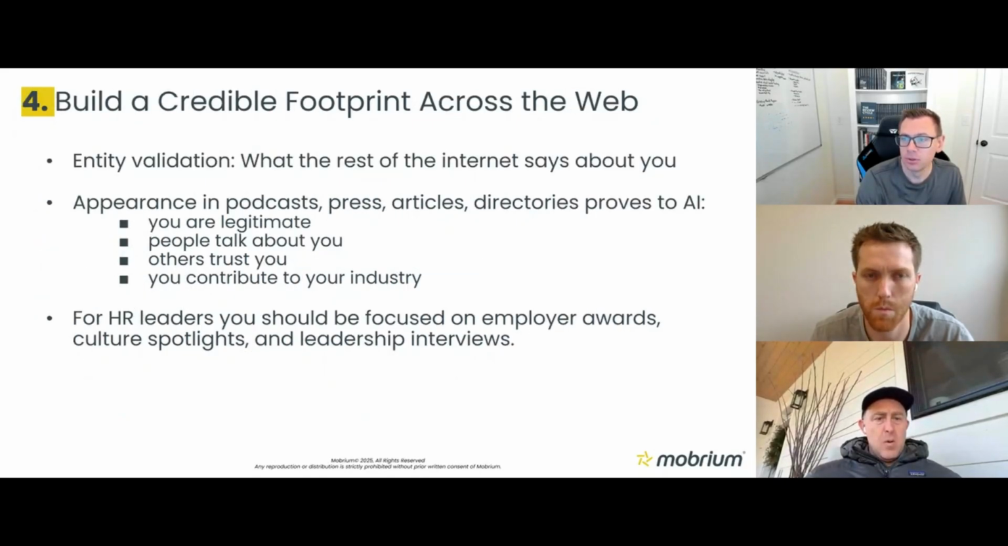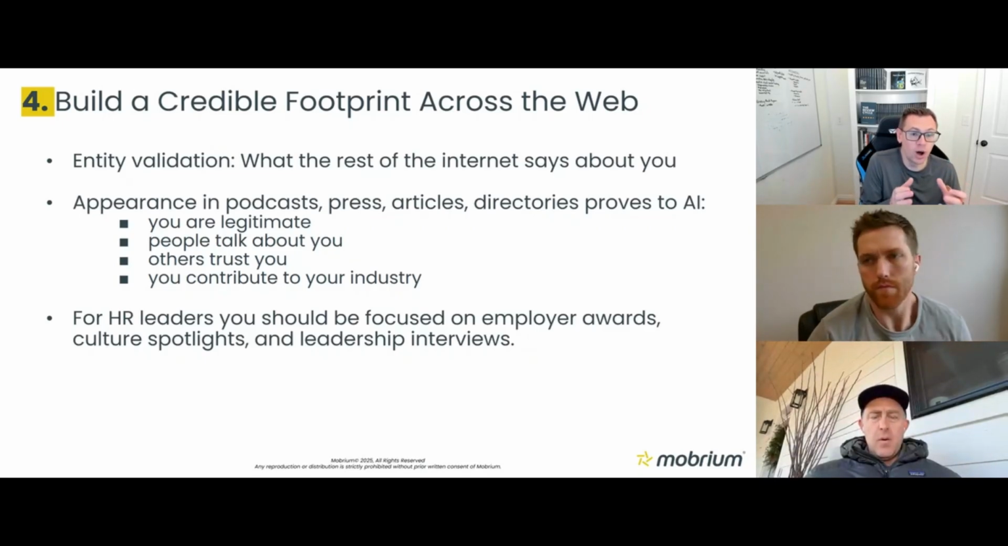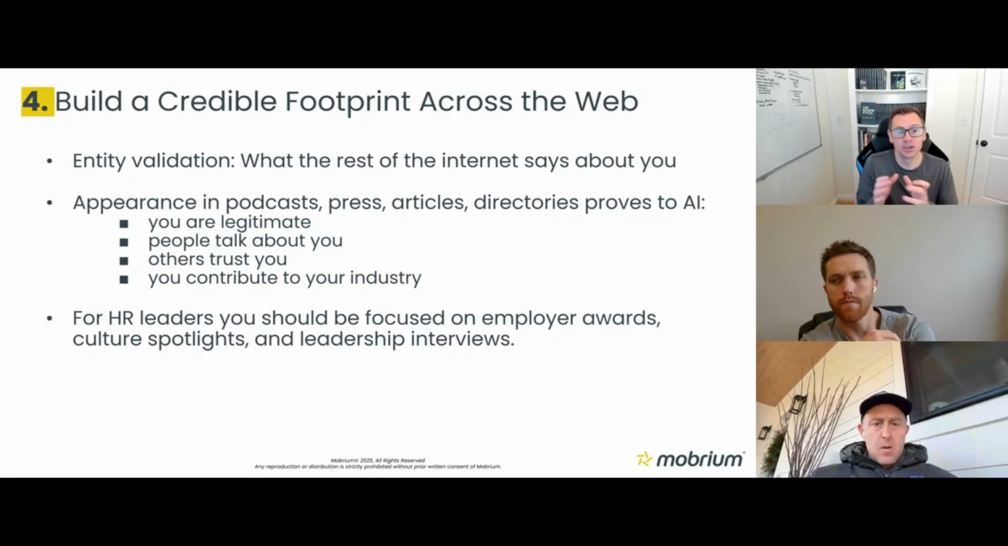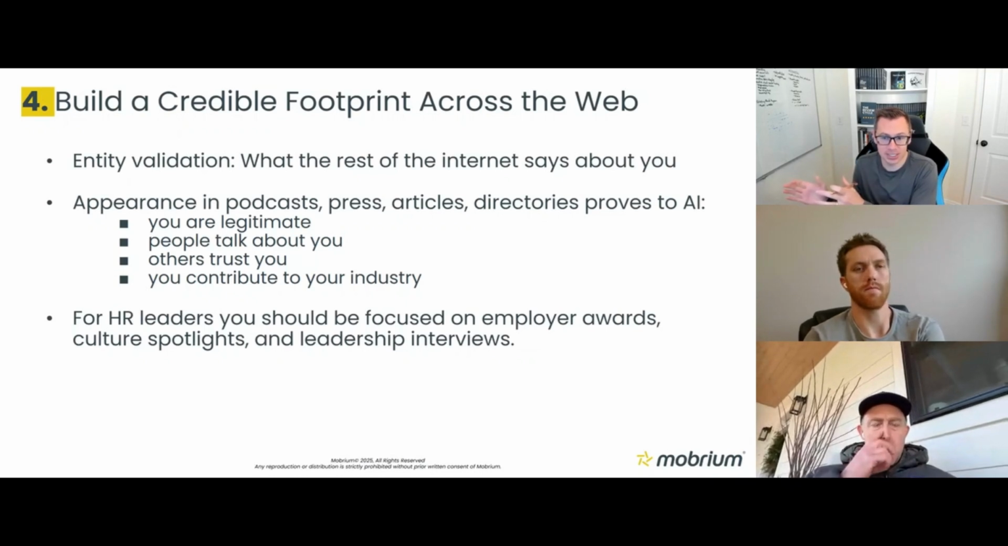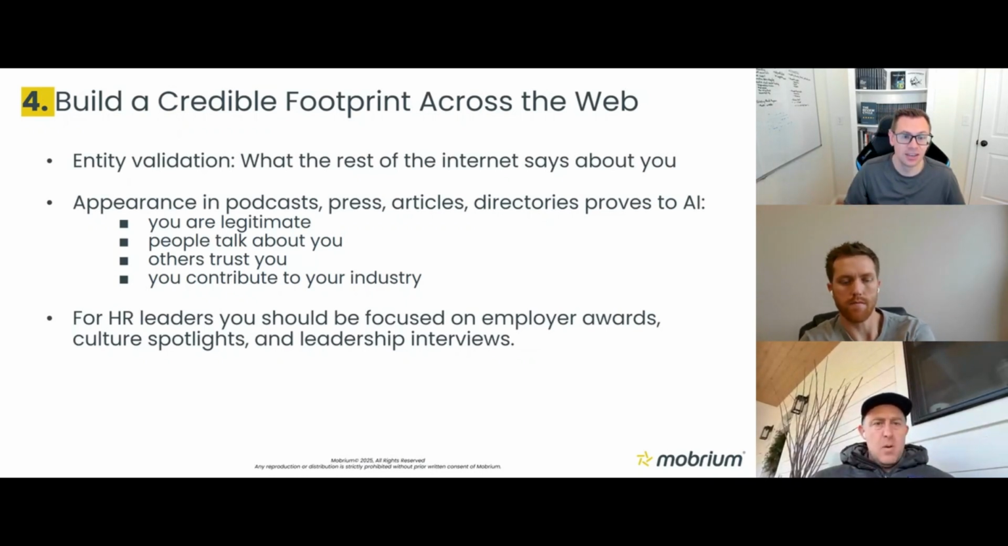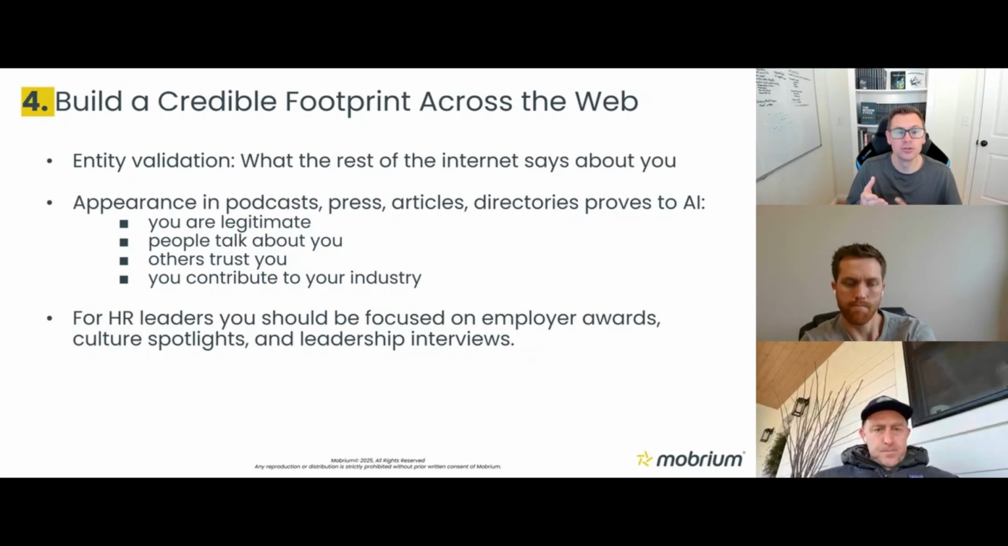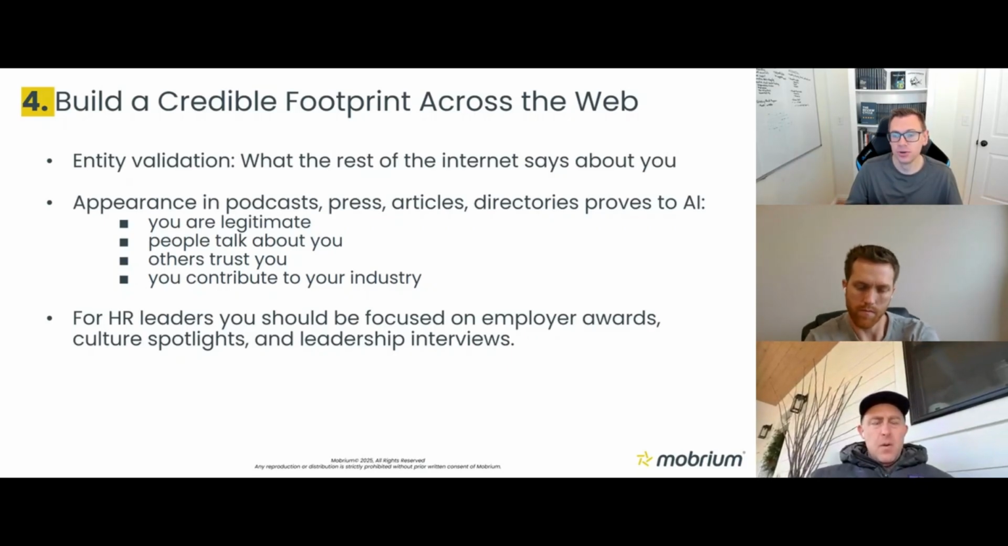Number 4, we want to build a credible footprint across the web. So this is about validation from other sources. What we say about ourselves on our website, that's one voice, a really important voice, but AI is looking for validation from other places. It's actually a specific term called entity validation. AI is essentially going to all those directory sites. They're looking for articles, reviews, podcasts, press, all these different places to determine if you are legitimate, what people are saying about you, if other people trust you, and if you're a really engaged contributor to your industry, if you have authority in this space.